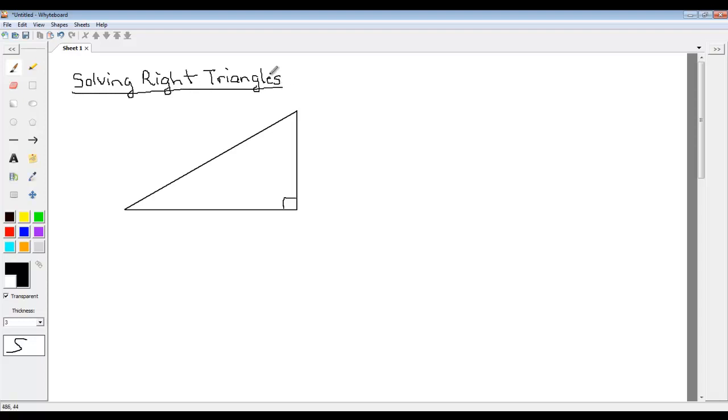Being able to do this will be helpful for some different application problems. There are all kinds of applications for this involving angles of elevation, angles of depression, bearings, measuring distances, and so forth. So we need to be able to solve the right triangles, and then we'll be able to do some of these application problems. So first right triangle situation, let's say that this is right triangle ABC.